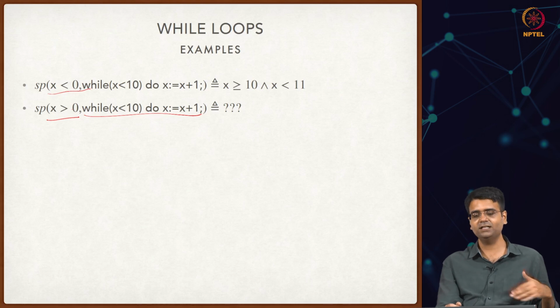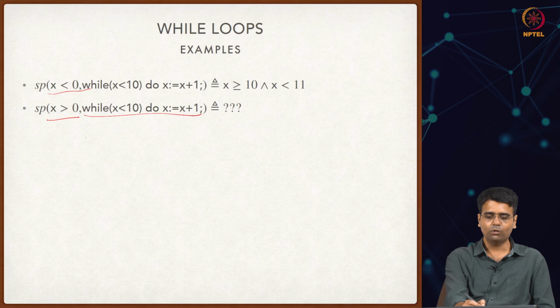If I start in a program state where the value of x is greater than 0, and I execute this particular while loop, what is going to happen? What happens if I start in a state where the value of x is greater than or equal to 10? x is greater than 0 also includes all those states where the value of x is greater than or equal to 10. But if I start the loop in such a state, then this loop will not even execute, because it won't satisfy the loop conditional. So I'll just exit out of this loop.